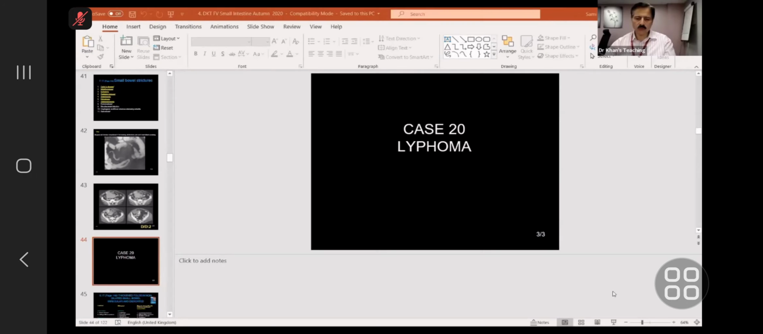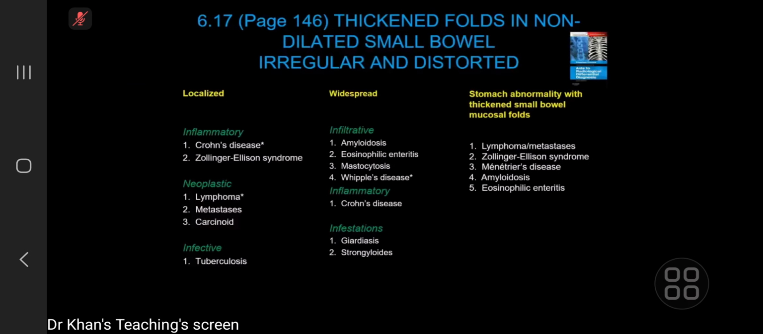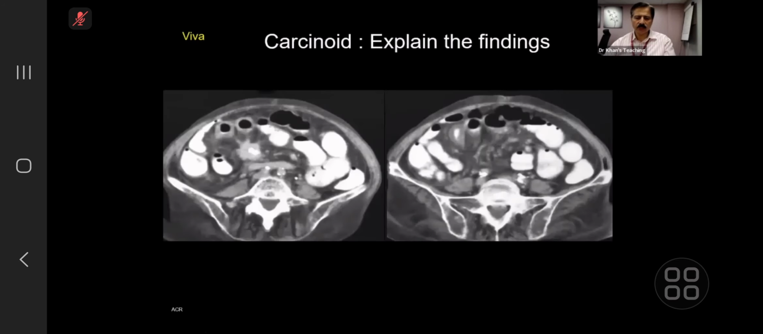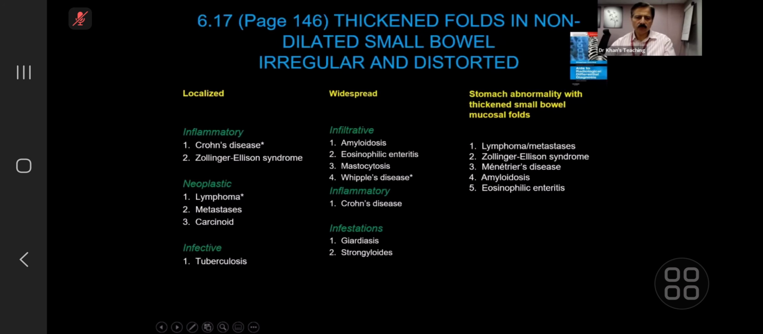Now, we go back to thickened mucosal fold. I hope it is projecting for you. Yeah. Okay.